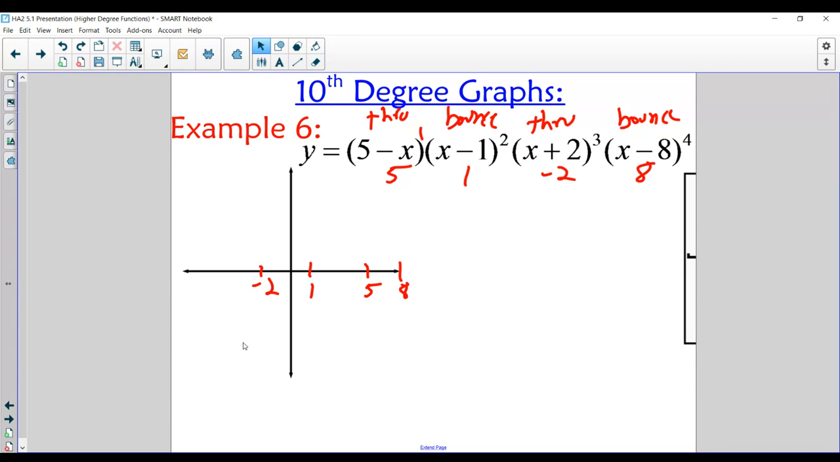All right, so I'm going to start down here, come up, come back down. At the 1, I'm going to bounce, change directions. At the 5, I am going to go through, change directions. At the 8, I'm going to bounce.